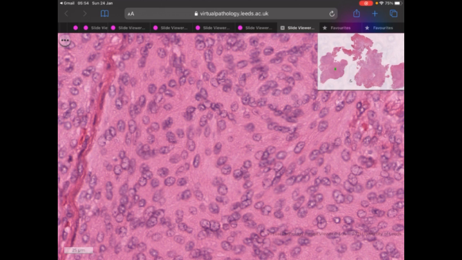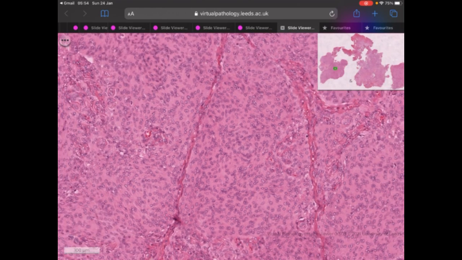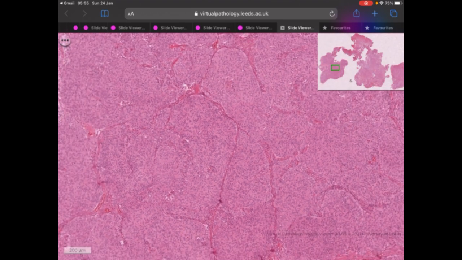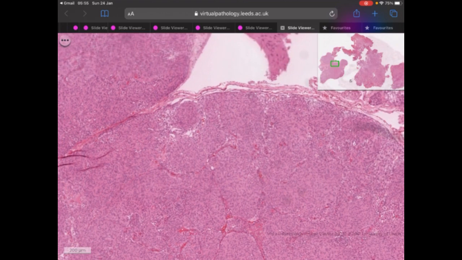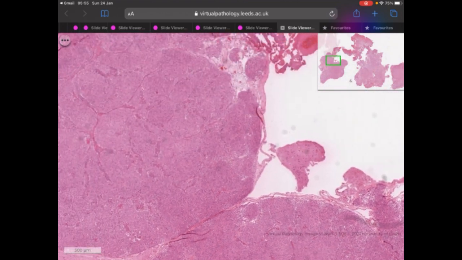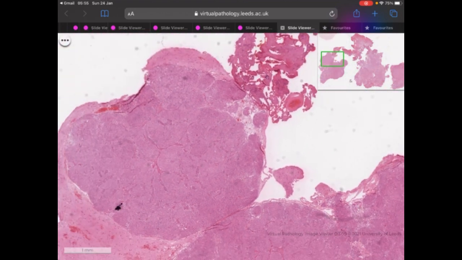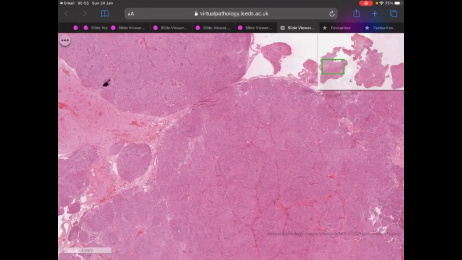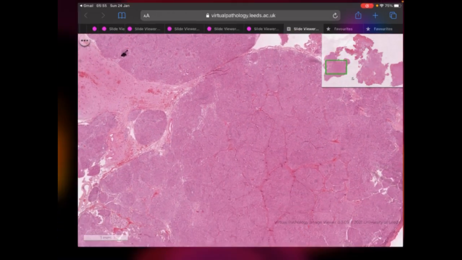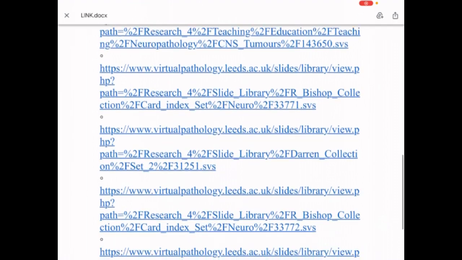And of course, you need to correlate with the radiology features of the meningioma. And this is the lobules and whirling arrangement of the meningioma. They are uniform cells, and sometimes we can appreciate the presence of psammoma bodies.